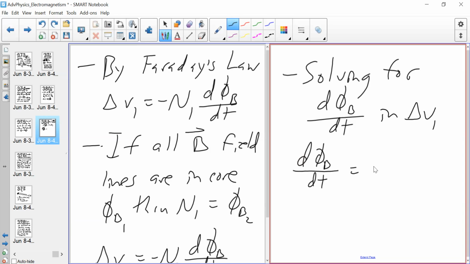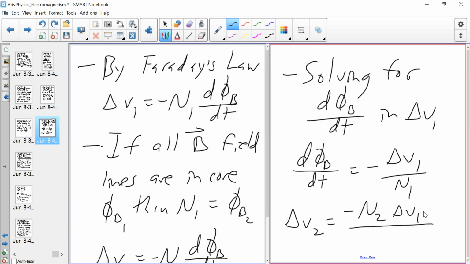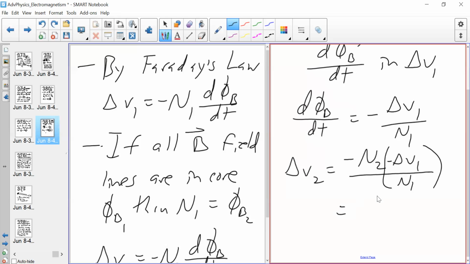And that's going to be V1 over N1. We put that into V2, and that becomes negative N2 times V1, over N1. Basically, this whole thing is negative as well, so we just say N2 delta V1 over N1. So this is the voltage in the secondary that's going to get pumped out. So we want to increase this. This is the main idea.